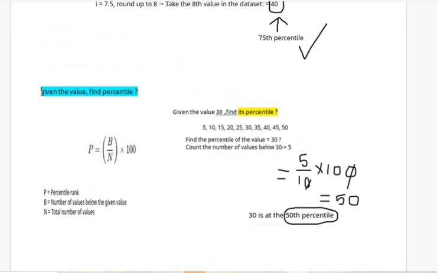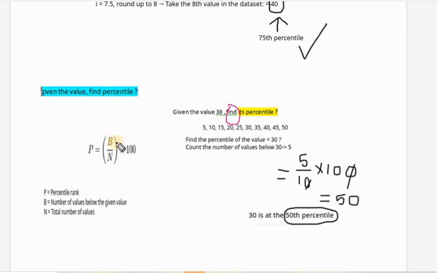For example, in the data set you have already been given the data values. Now the question is, what would be the percentile of the value 30? We already have the value, and we have to calculate the percentile. In the previous examples percentiles were given and we were asked to locate the data value, but here the value is given directly. If we have to calculate the percentile, whether it is 25th, 30th or 40th percentile, we have a formula.